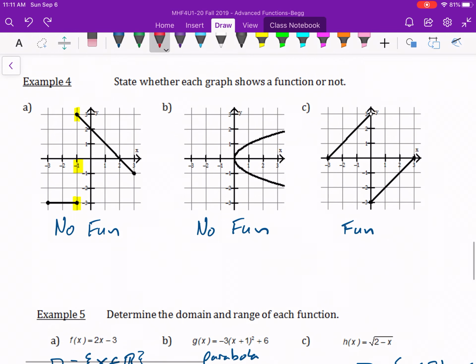State whether each graph shows a function or not. So now all we're really checking is, does it pass the vertical line test? This one fails the vertical line test. This one fails the vertical line test at so many points. This one passes the vertical line test, again because of that open circle at the top.